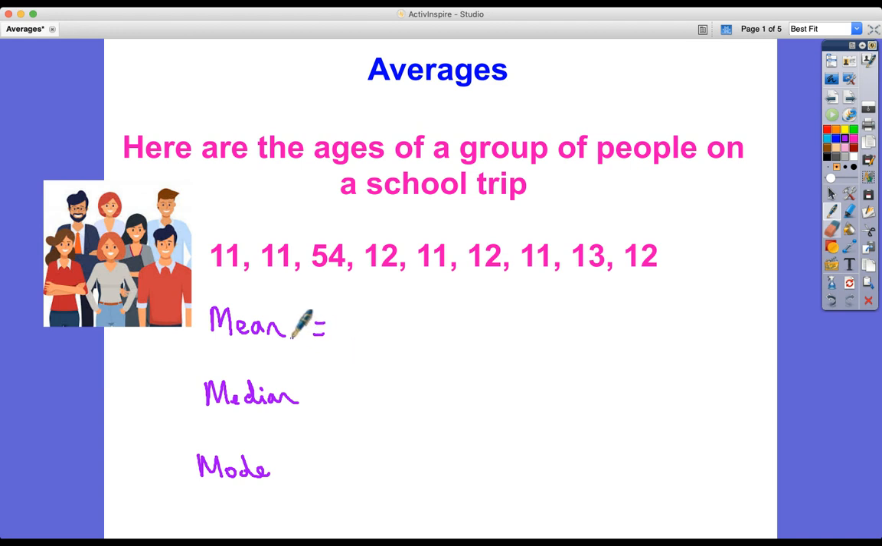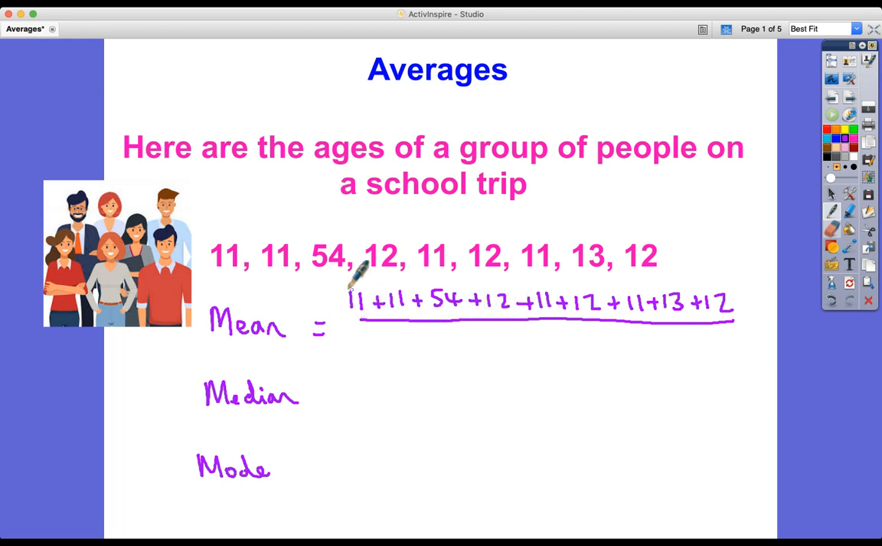So we are going to first of all add up all of those numbers there. So 11 plus 11 plus 54 plus 12 plus 11 plus 12 plus 11 plus 13 plus 12. And then we're going to share by how many there are. So how many people have we got? We've got 3, 6, we've got 9 of them. So let's get the calculators out. Make sure we don't miss anybody out.